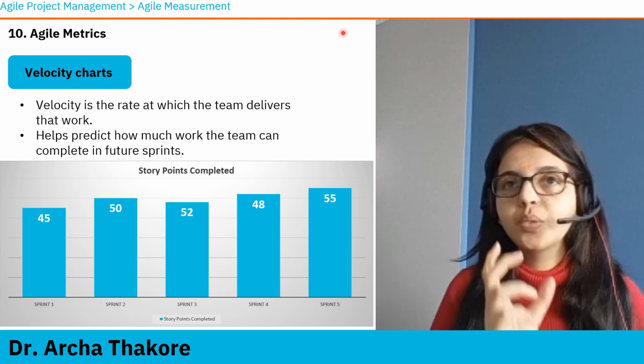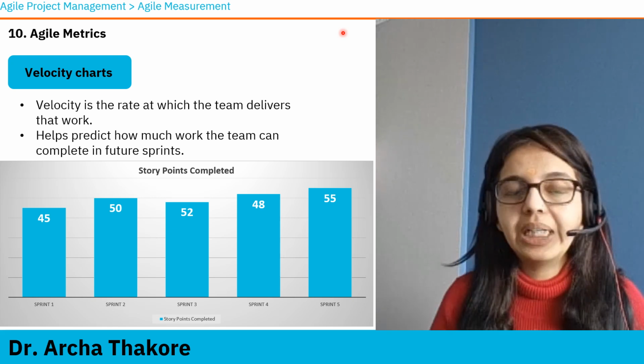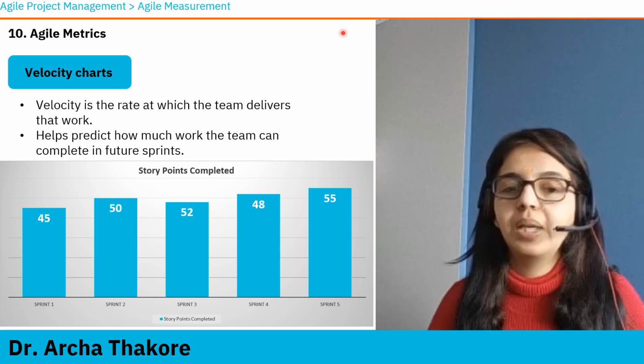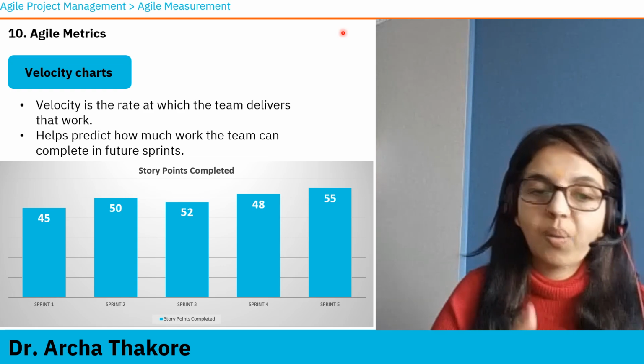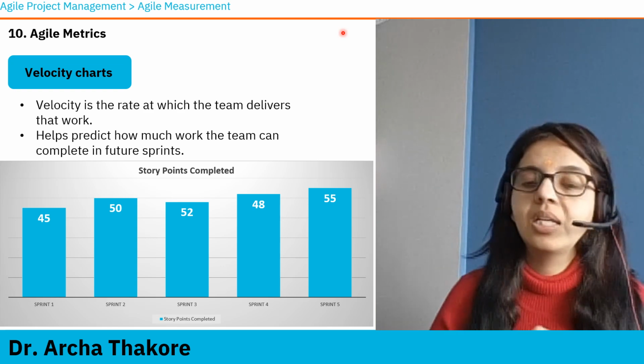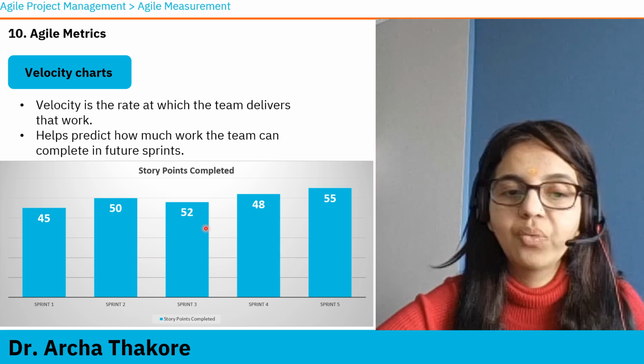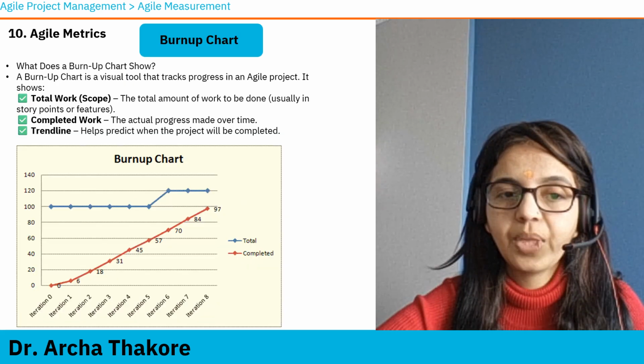To gauge velocity, to understand what the velocity is, it usually takes 2 to 3 sprints for the team to arrive at a conclusion that on average, this many story points we are completing in each and every sprint. Okay, so this is about velocity charts.